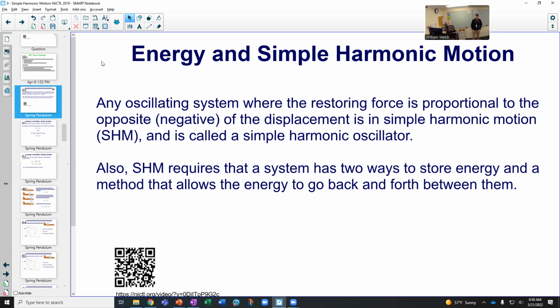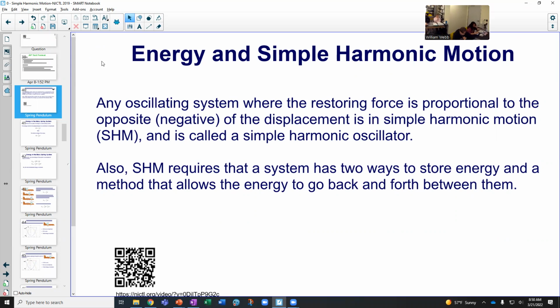Okay, Marco. Energy in simple harmonic motion. Any oscillating system where the restoring force is proportional to the opposite, negative, of the displacement is in simple harmonic motion, SHM, and is called a simple harmonic oscillator. Also, SHM requires that a system has 2 ways to store energy, and a method that allows the energy to go back and forth between them.